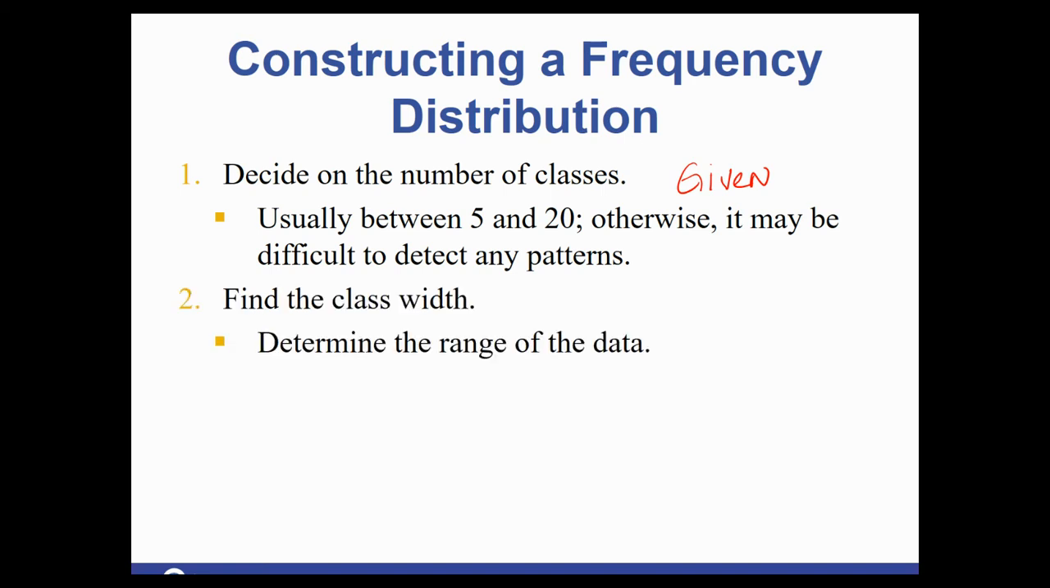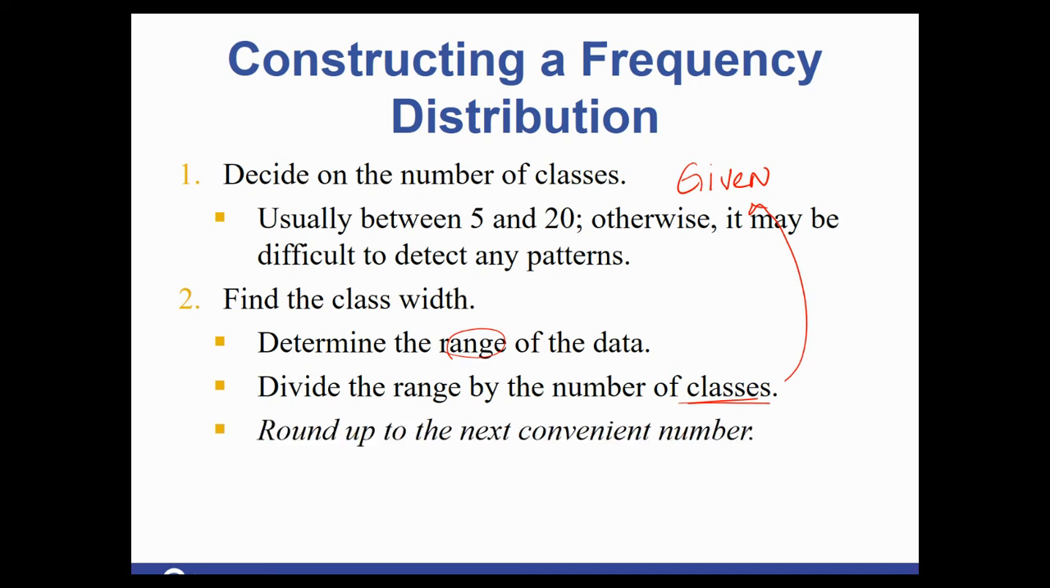Step 2, find the class width. This is for you to do. You're going to find the range of your data, so max minus min, and then divide it by the number of classes that, again, was given to you. Then whatever you get, you are going to round up to the next convenient whole number. I marked that round up often because it is always rounding up. It's not rounding down. Whatever your decimal value is, you're going to round it up no matter what to the next whole number for your class width.